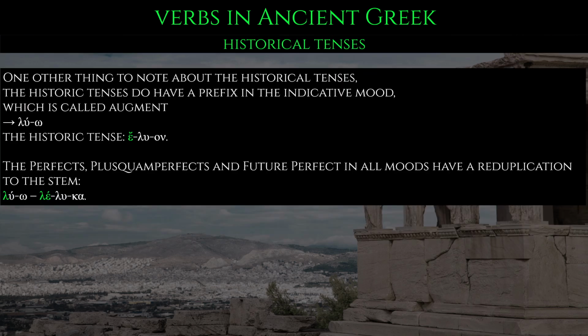Now, one thing to note about the historical tenses. The historic tenses do have a prefix in the indicative mood, which is called augment. For example, luo, and the historic tense would be eluon. The perfects, pluperfects, and future perfect in all moods have a reduplication to the stem. Again, luo, leluka. So we have the lambda as a reduplication here. And again our epsilon.